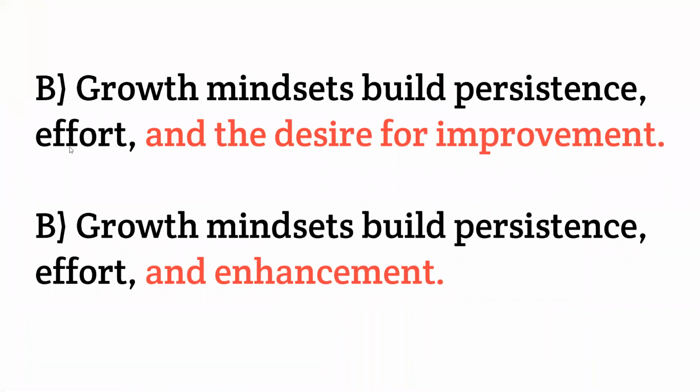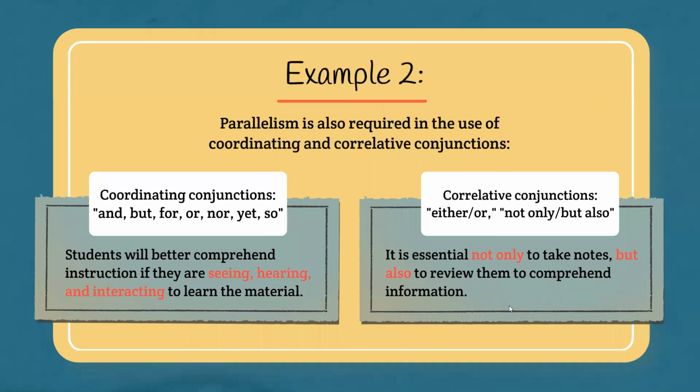Part B, the incorrect example reads, growth mindsets build persistence, effort, and the desire for improvement. So we have persistence and effort, both one word, and then we have this phrase, the desire for improvement. As we jump down to our revised example, which reads, growth mindsets build persistence, effort, and enhancement, we see that parallelism there with that one word rather than that phrase. And so that's kind of what I'm talking about in this instance as well. Just be aware of those times when we can revise for that faulty parallelism to prevent all that.